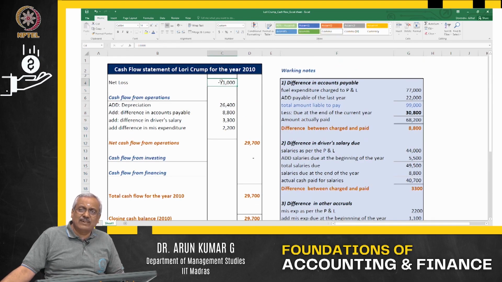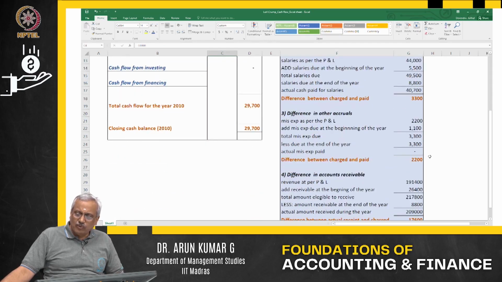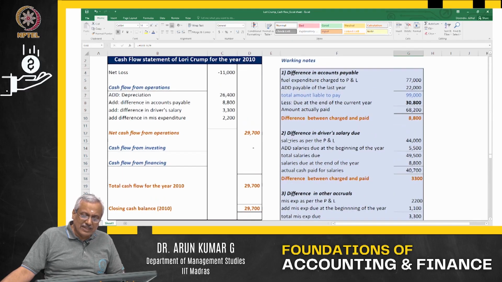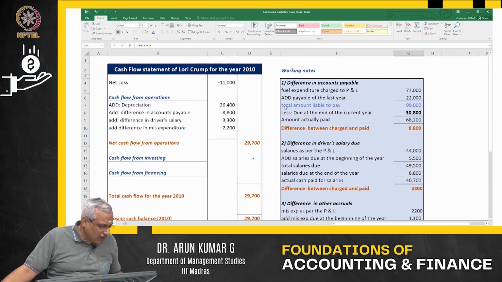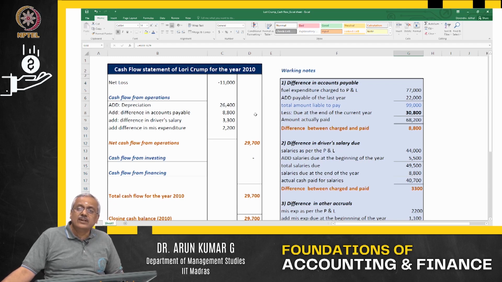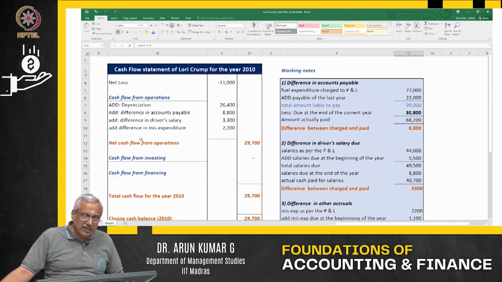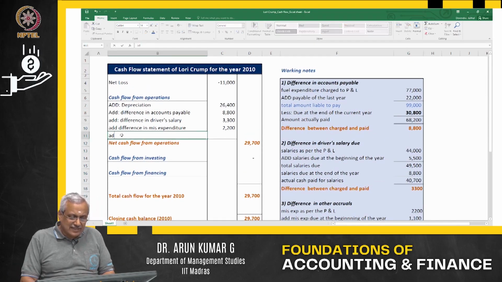1,91,400, and then arrived at a loss of 11,000. What is the amount received? 2,09,000. So what is the difference? That means the difference between actual receipt and what is charged. You have charged only 1,91,000, whereas you have received 2,09,000. That means what happens? I add the excess amount received compared to the revenue.